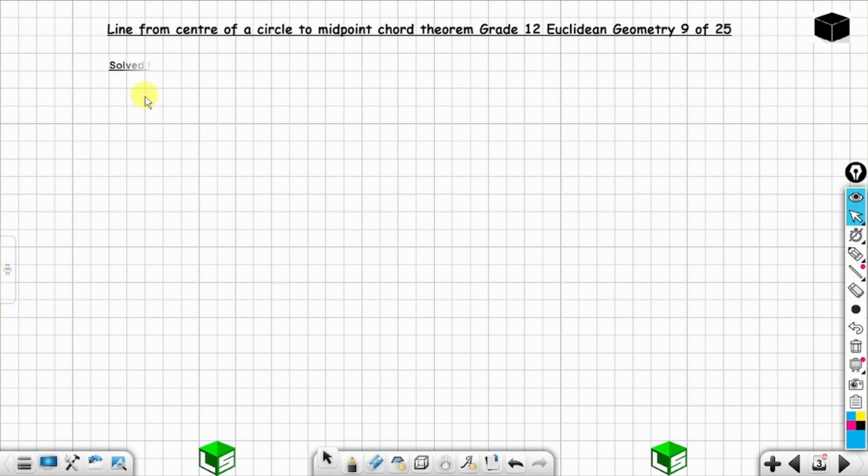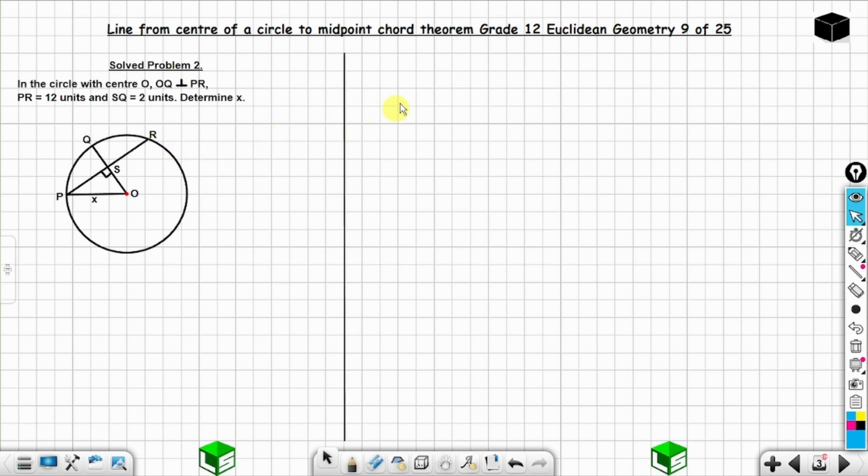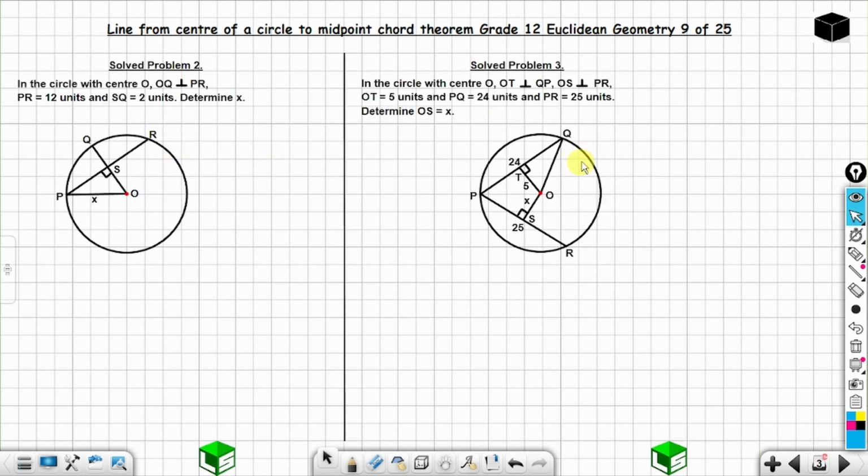Now, problem number 2 and problem number 3. Let's start with problem number 2. Solution: determine X. We are going to work in triangle POS. This is a right triangle. So in triangle POS, we are going to use Pythagoras. Pythagoras can only be used in a right triangle.